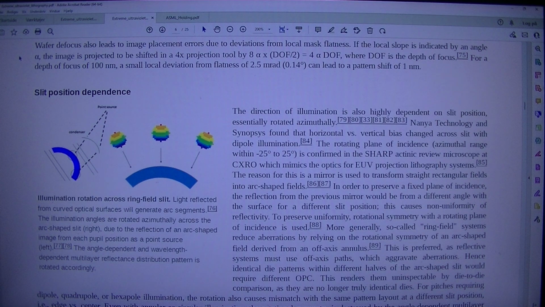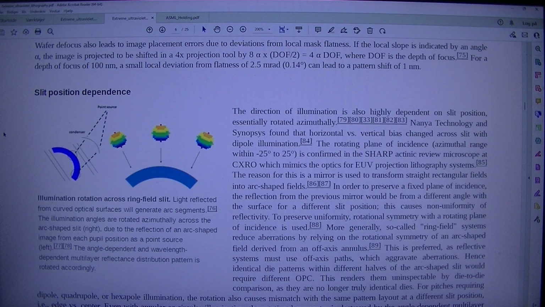If the local slope is indicated by an angle alpha, the image is projected to be shifted in a 4x projection tool by 8 alpha x. DOF/2 equals 4 alpha DOF, where DOF is the depth of focus. 75. For a depth of focus of 100 nm, a small local deviation from flatness of 2.5 microradians, 0.14 millidegrees, can lead to a pattern shift of 1 nm.